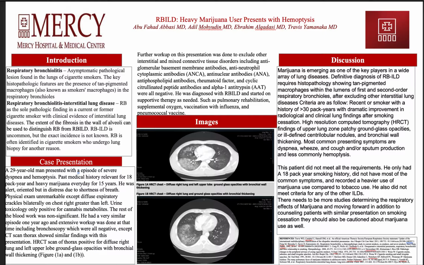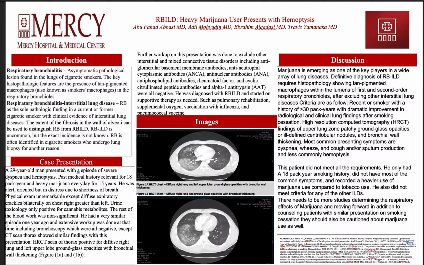The extent of the fibrosis in the walls of the alveoli can be used to distinguish RB from RB-ILD. However, RB-ILD is much less common than RB. The exact pathogenesis of RB-ILD is still unknown, although almost all patients with RB-ILD are current or former cigarette smokers, which suggests a key etiological role of cigarette smoking.